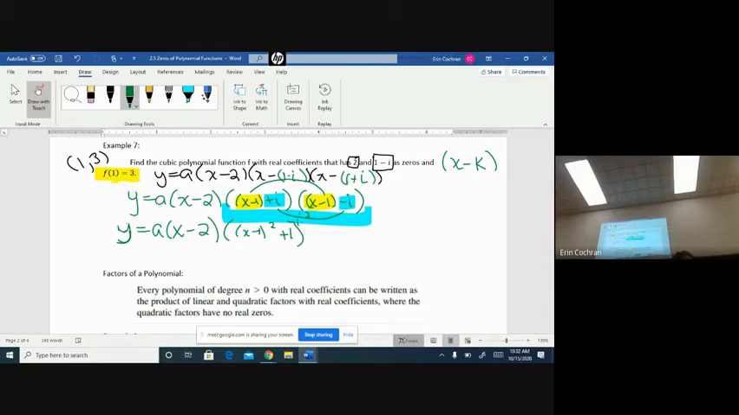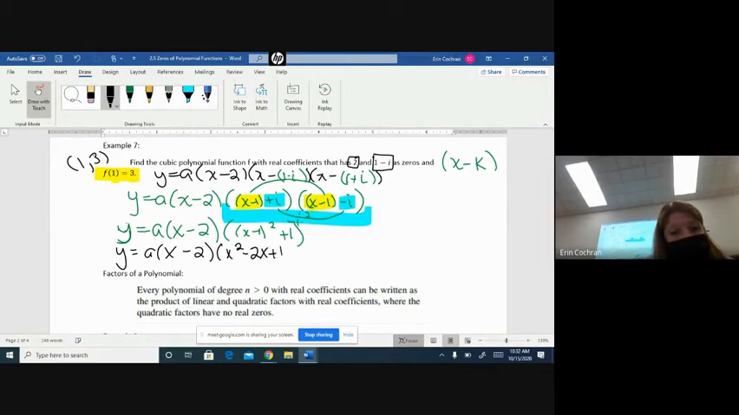Now, can I go ahead and multiply all this out if I really wanted to? Yep. Okay. So y equals a times x minus 2. What's x minus 1 squared? Isn't that x squared minus 2x plus 1? Then we have the plus 1.